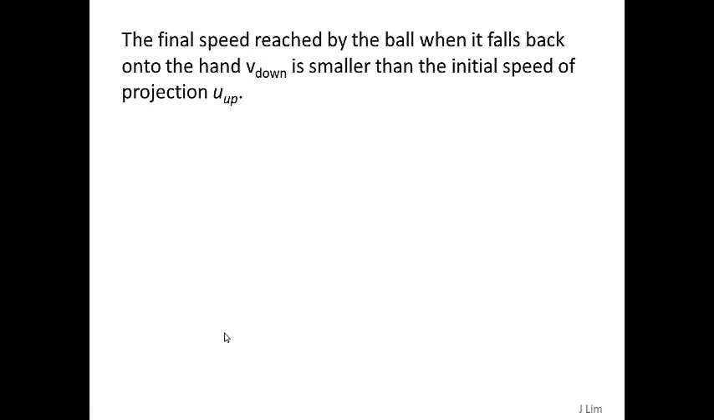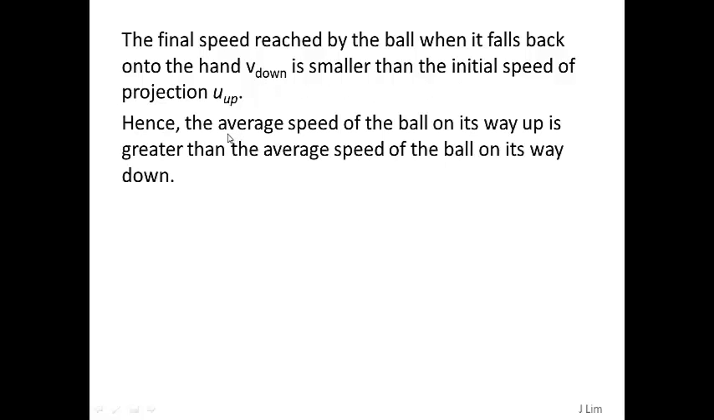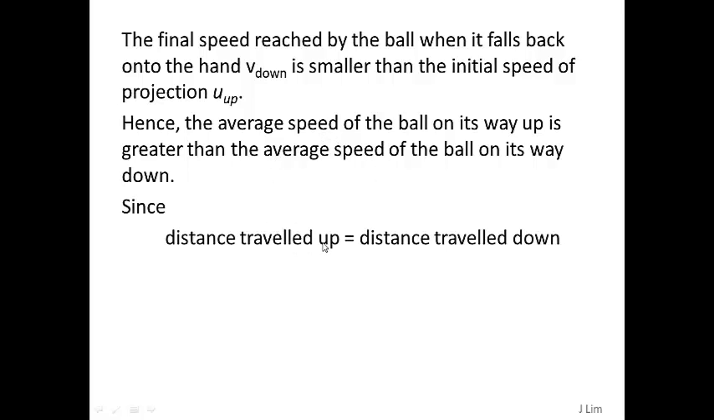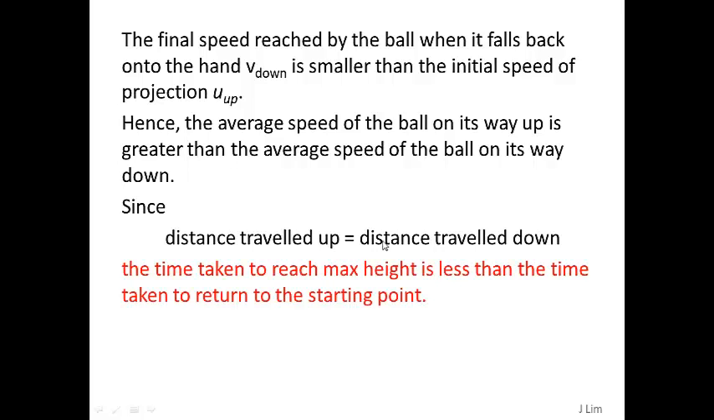That's the speed. The final speed reached by the ball when it falls back onto the hand is smaller than the initial speed of projection. Hence, the average speed of the ball on its way up is greater than the average speed of the ball on its way down. Since the distance traveled up is the same as the distance traveled down, the time taken to reach maximum height is less than the time taken to return to the starting point, because the average speed up is greater than the average speed down.